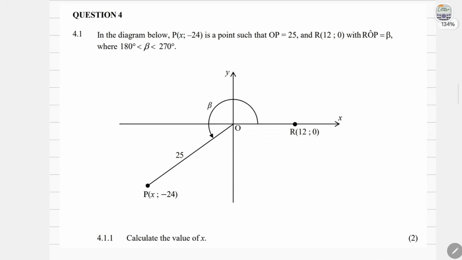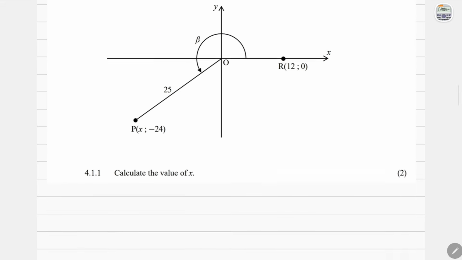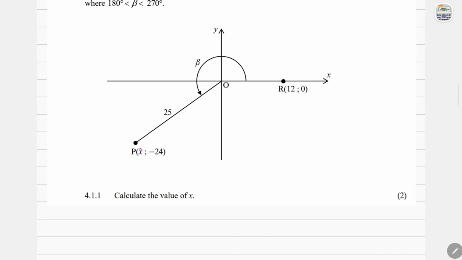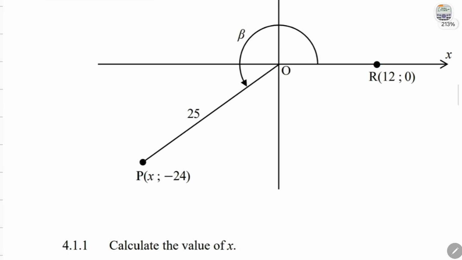Question 4, 4.1 says, in the diagram below, P, which is (x, -24), is a point such that OP is equal to 25 units and R is (12, 0), with angle ROP being equal to beta, where beta is greater than 180 degrees but less than 270 degrees. Calculate the value of x. Okay, so you can see that we have a trig diagram here, and they've given us the radius and also they've given us the value of y.